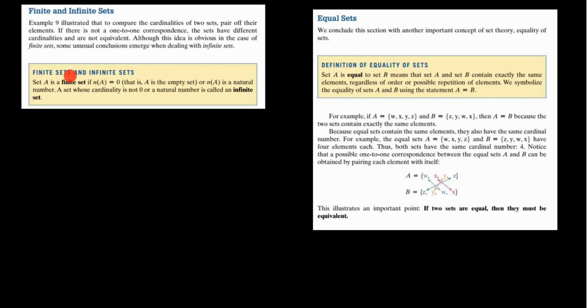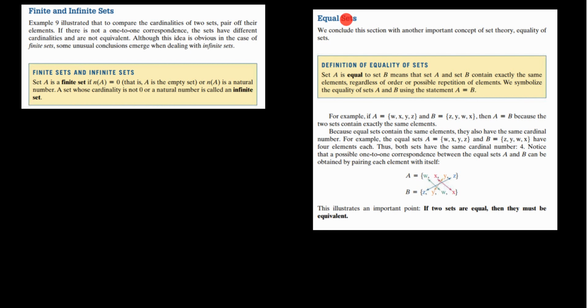So finite sets and infinite sets. Set A is a finite set if the cardinality of A is equal to 0, that is, it's an empty set, or if the cardinality of A is a natural number. Basically, if we can put a number on the cardinality. A set whose cardinality is not 0 or a natural number is called an infinite set.